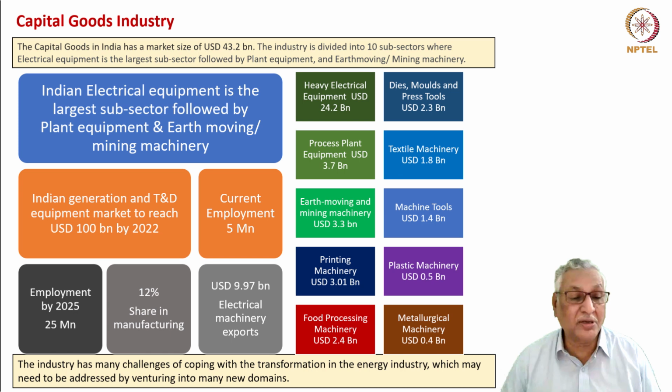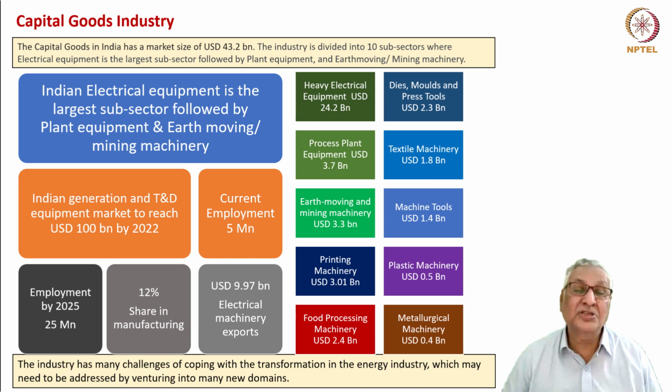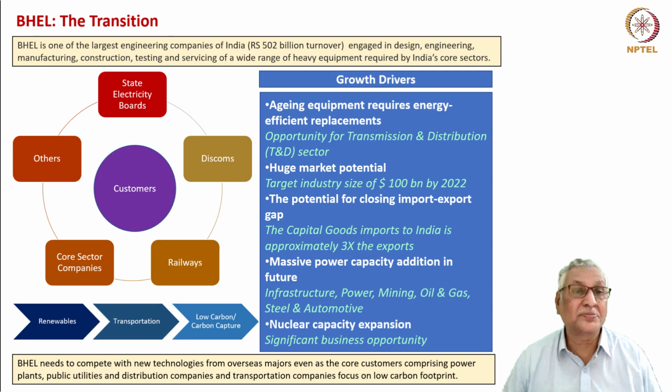Current employment is 5 million, and the expected employment by 2025 is 25 million. The share in manufacturing is about 12%, and electric machinery is exported to the tune of $10 billion. But the biggest challenges for the industry are in terms of coping with the transition towards clean energy. And this needs to be addressed by venturing into many new domains. Again, in this area, the established companies are taking the initiative to have supplemental lines of clean energy equipment.